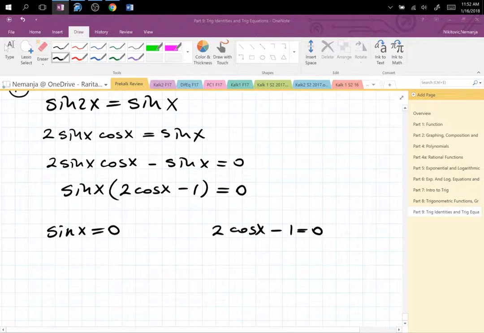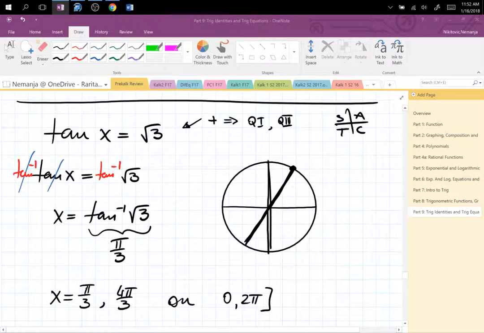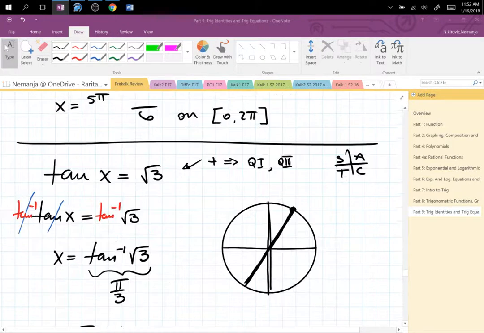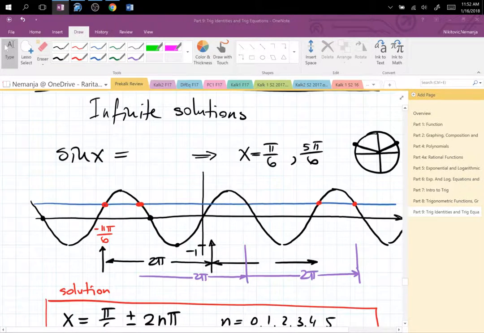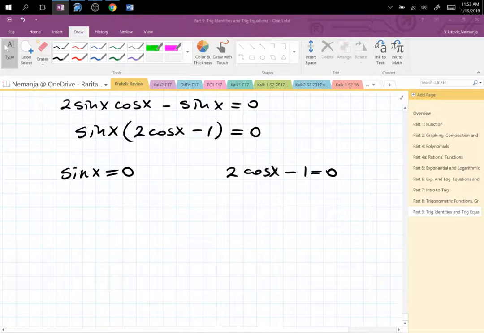Now for sine equals 0, sine is 0 at every pi. When you look at the sine graph, where's the big one? There it is. You see that sine is 0 at the origin, and then at pi, and then at 2 pi, and then at 3 pi. So every n pi, sine is 0. So that's the easy part to solve.